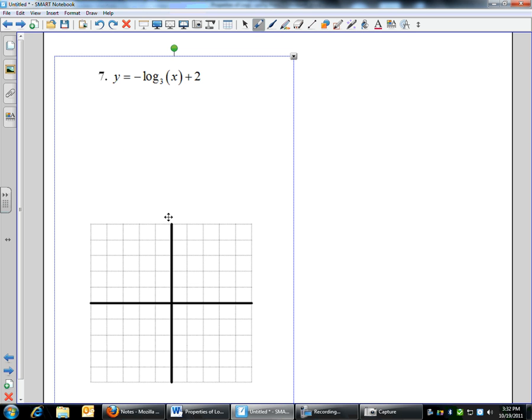Let's look at number 7 on the back of this sheet. I want you to graph negative log base 3 of x, all plus 4.